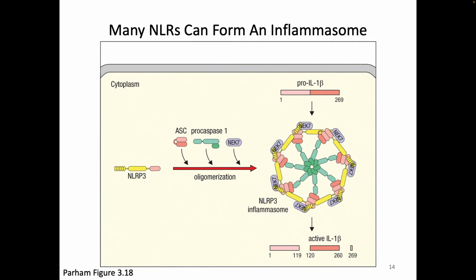Instead, this structure involves a whole lot of NLRs coming together with an adapter. You can think of the adapter as taking the exact same place as cytochrome C. And an inactive caspase. In this case, it's procaspase 1, whereas in the apoptosome, it's procaspase 9. And make this pinwheel-y structure. But it's not, like I said, involved in apoptosis. It's actually involved in inflammation. And so instead of calling it the apoptosome, we call it the inflammasome.